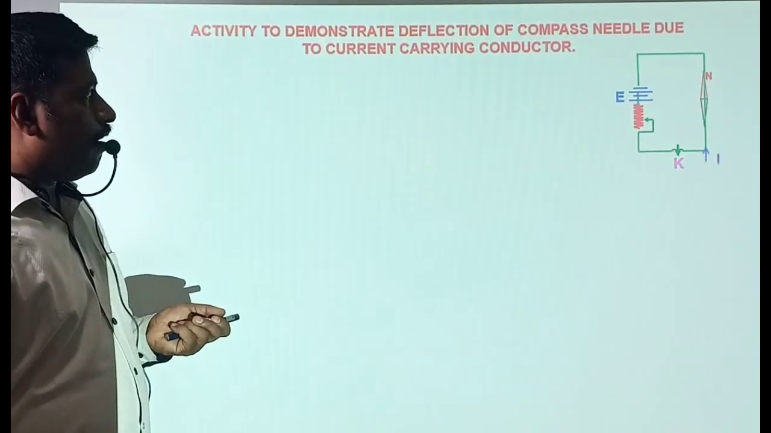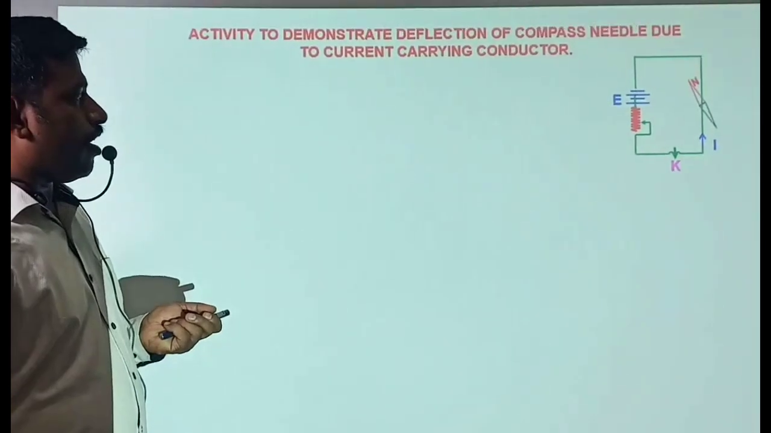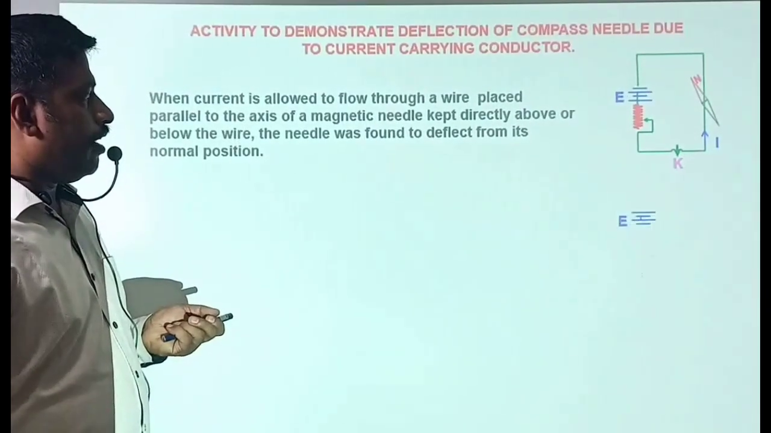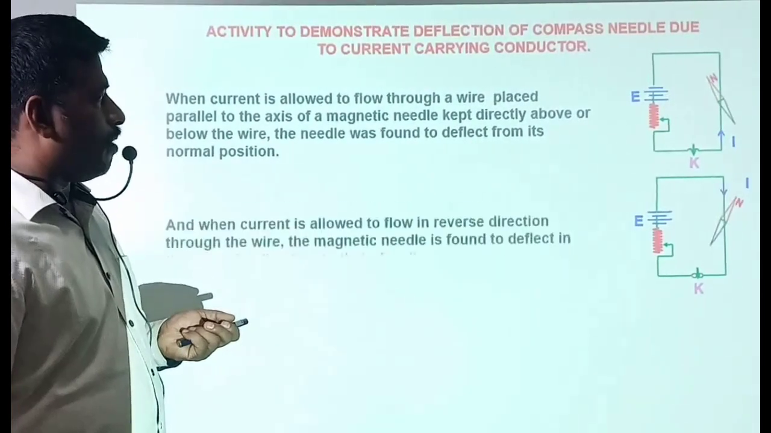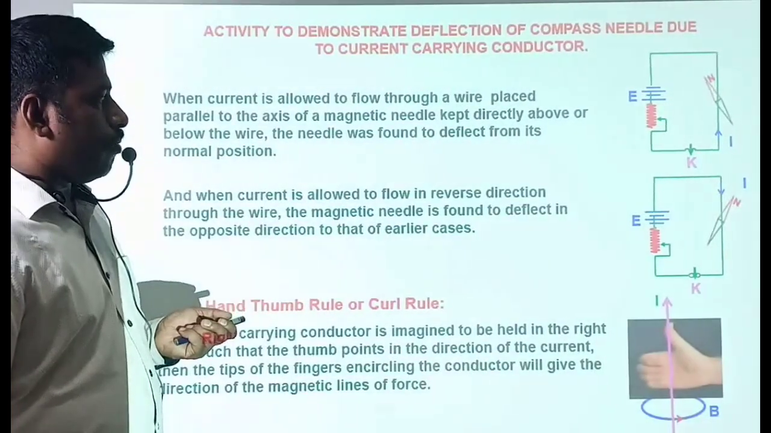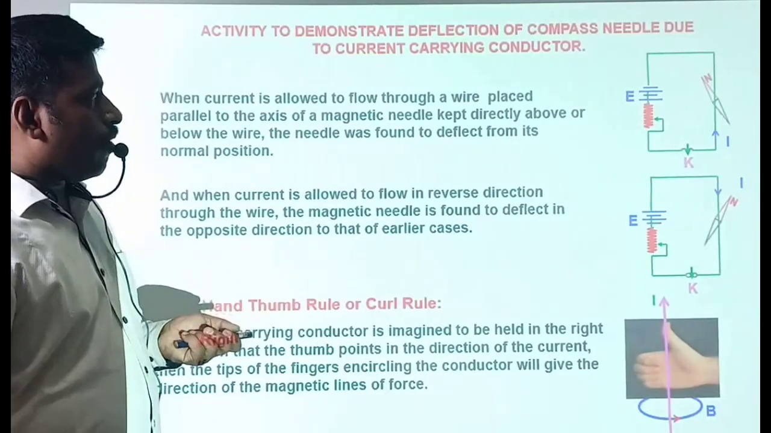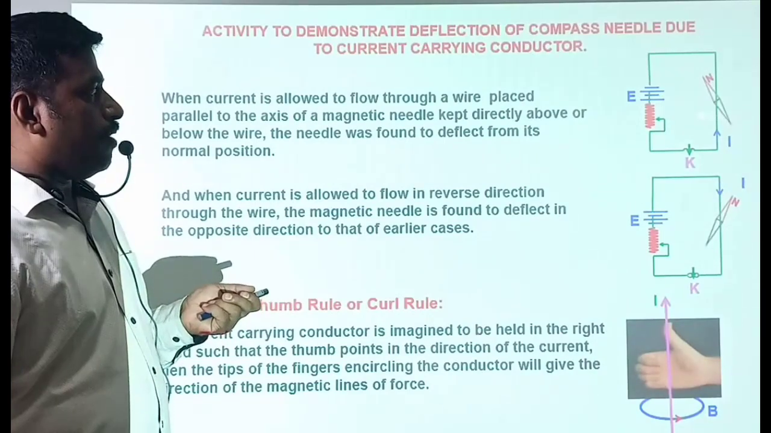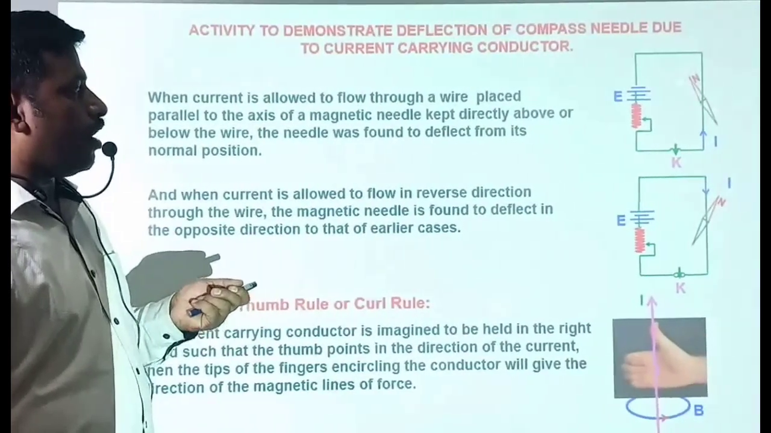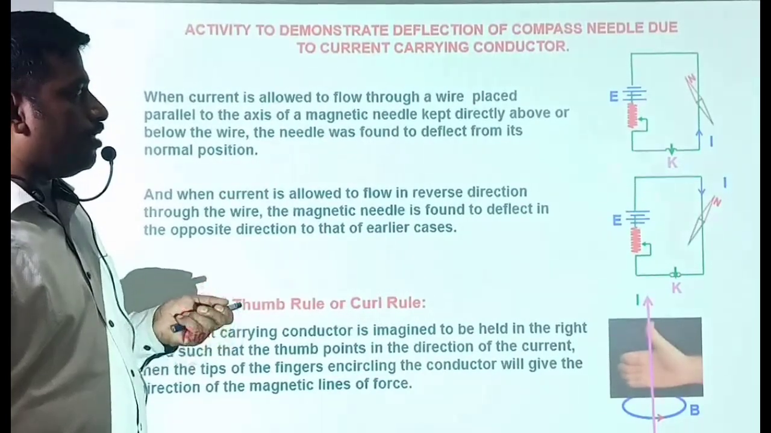Now let us study how the magnetic field is useful in studying the effect of current. That is the Oersted experiment, so we will talk about the Oersted experiment here. In this experiment, we see that when a current carrying conductor is placed close to the compass needle, it undergoes deflection and its direction changes.